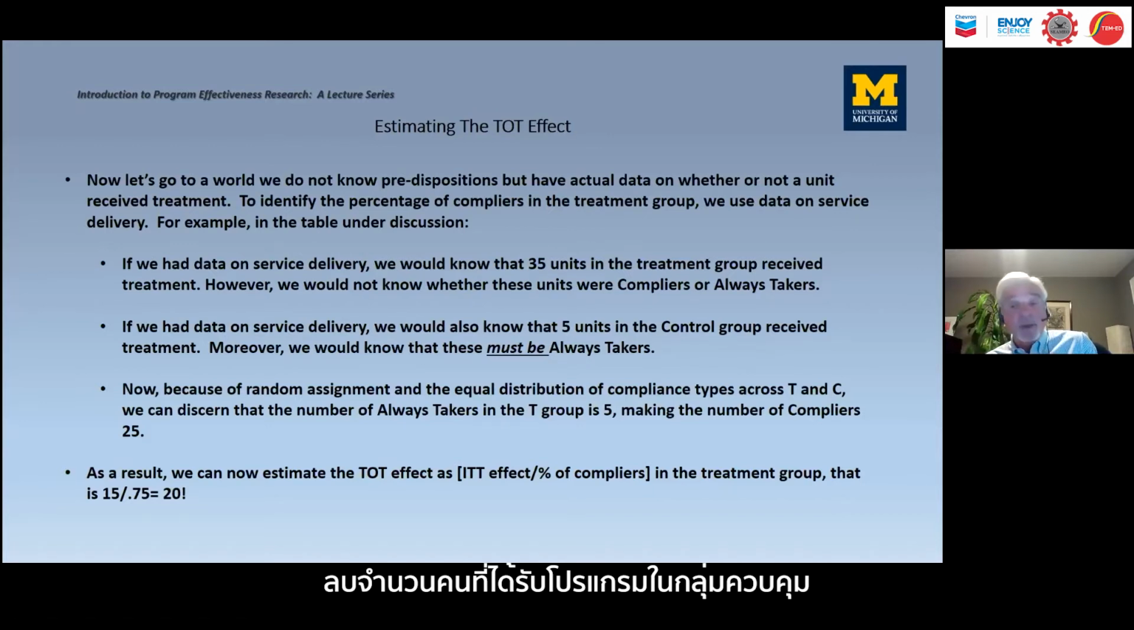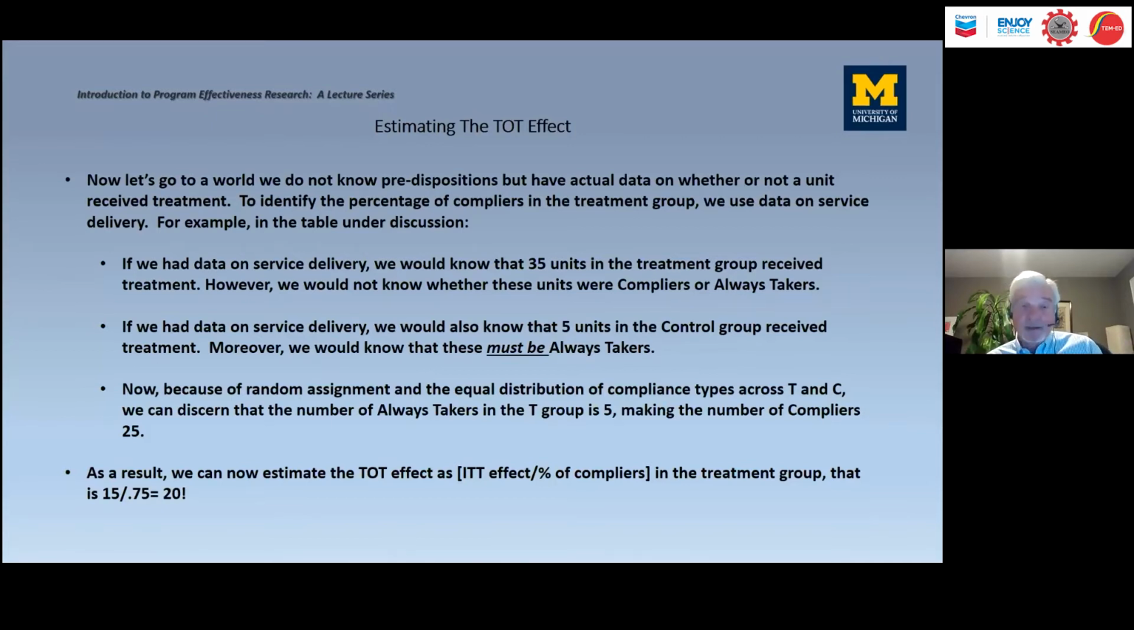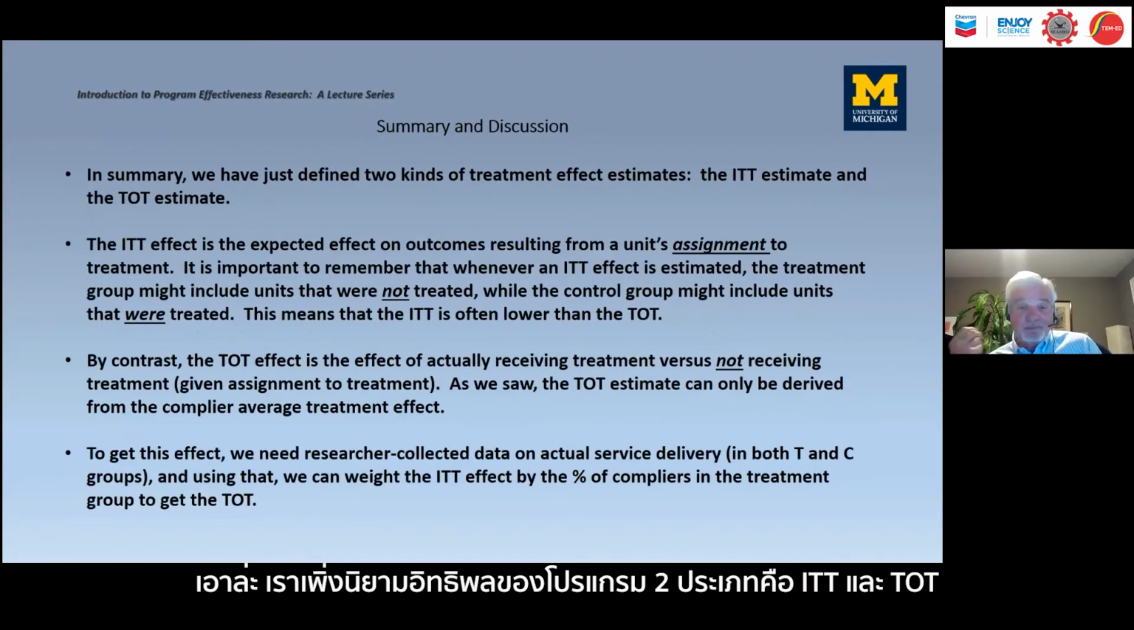Subtract the number of people who got treated in the control group from the number who got treated in the treatment group. Divide the ITT by the percentage of people in the control group who got treated, and you have the TOT. So we've just defined two kinds of treatment effects, the ITT and the TOT.